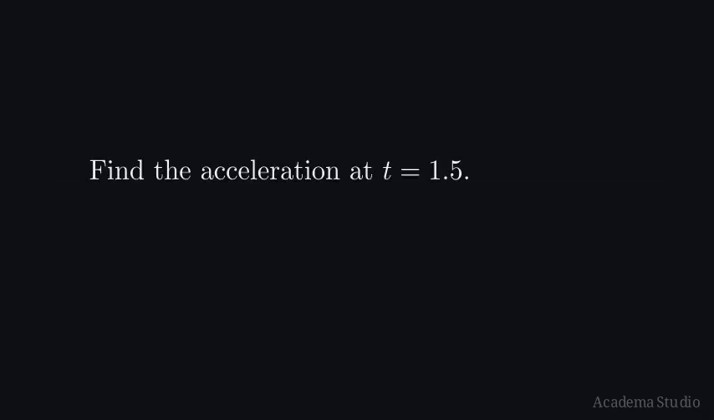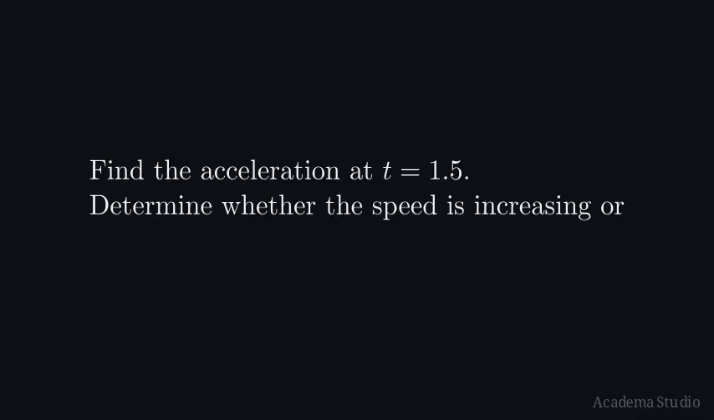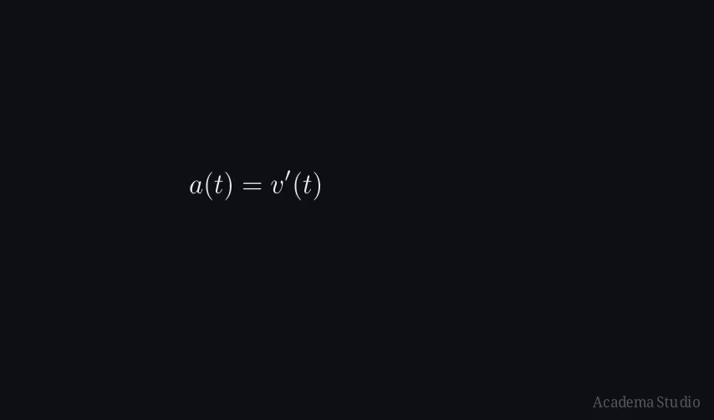Part B asks us to find the acceleration at time 1.5 and analyze the speed. Determine whether the speed is increasing or decreasing. a(t) equals v prime of t. v(t) equals natural log of t squared minus 4t plus 5 minus 0.2t.